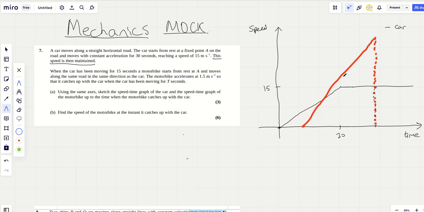Key thing is the red one must have a steeper gradient than the black one, because this has an acceleration of 0.5, whereas that has an acceleration of 1.5, and so it should be a steeper gradient. That's what they really cared about.